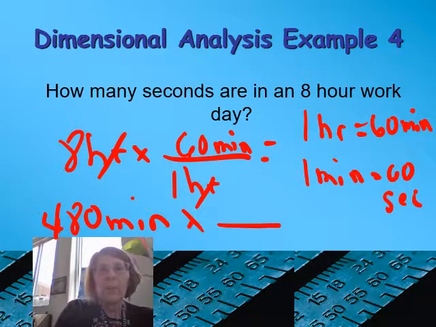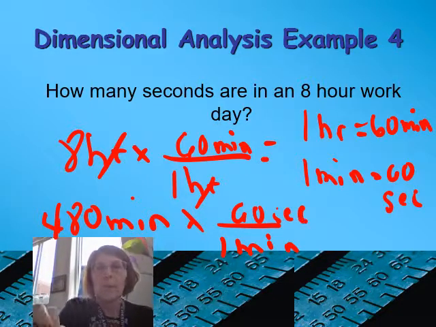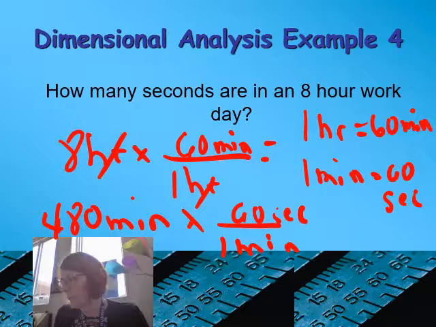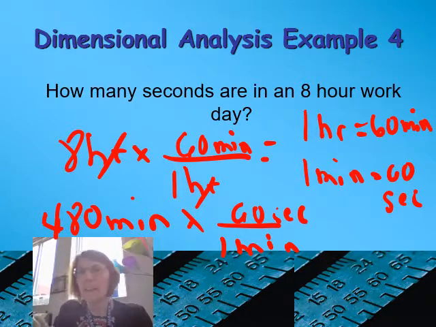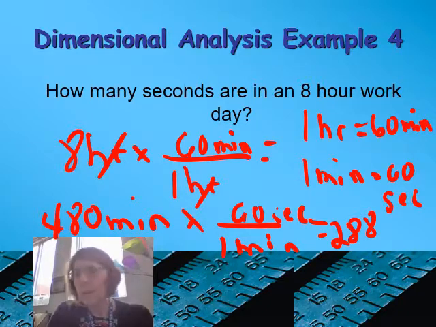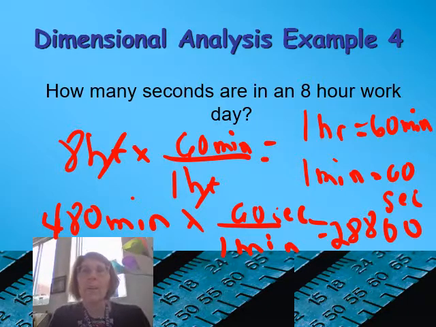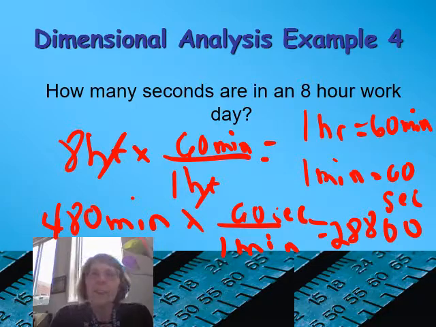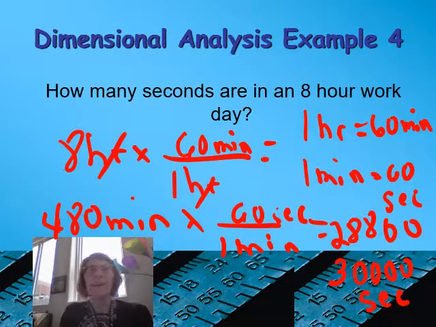And then we will go from minutes to seconds. We multiply again. So we end up with 28,800. If we wanted one significant figure, we would write 3000 seconds. Okay, so I think that's it for dimensional analysis. You can watch this as many times as you need to.